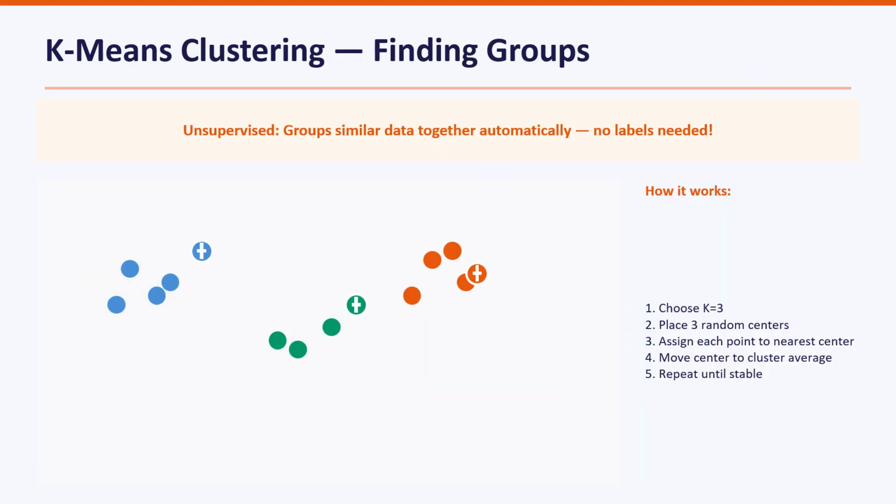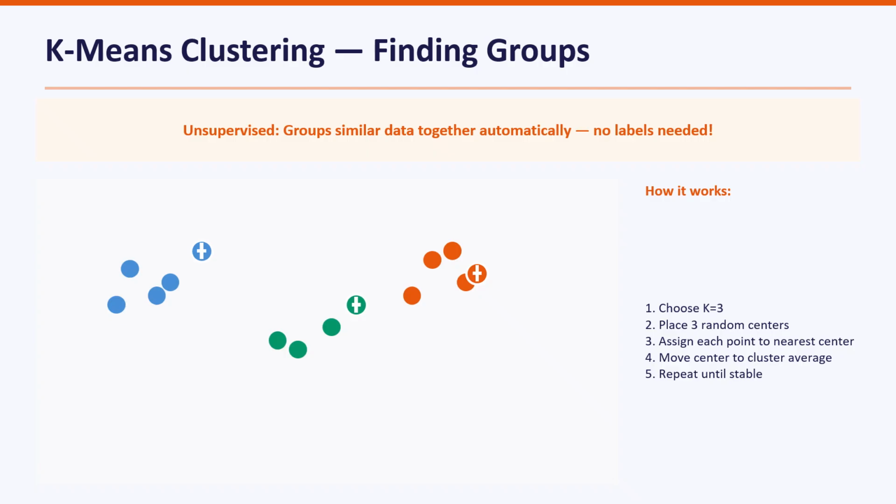Now let's see what K-means is. K-means is our first unsupervised learning algorithm. There are no labels. The goal is to automatically group similar data points together into K clusters. Here's how it works. Step 1, you decide K, say 3 clusters. Step 2, the algorithm randomly places 3 center points on the graph. Step 3, every data point is assigned to its nearest center. Step 4, each center moves to the average position of its group. Step 5, repeat until nothing changes.